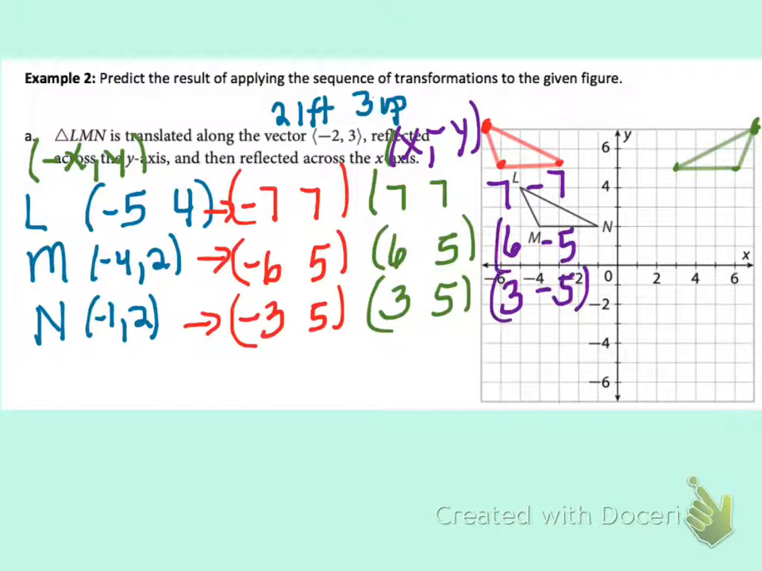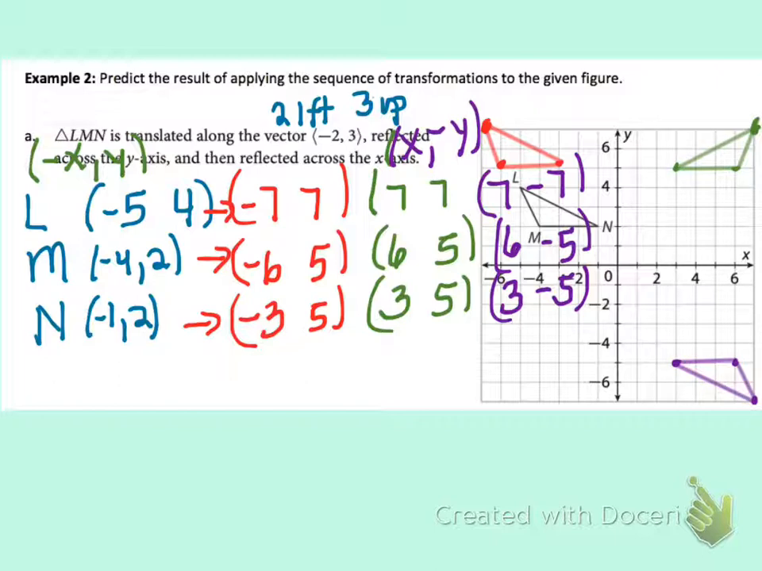Here are my final coordinates for my final figure, and it should reflect over the x-axis. So over 7 and down 7, it's going to put us way down here in the opposite corner. 6, negative 5, so that's going to put us right here in that position. And then finally 3, negative 5 is going to put us right here. And now we're going to connect and get our final spot. And the thing that's true about all of these triangles is that they are identical. Although that one didn't look like it. I didn't connect those very well together.